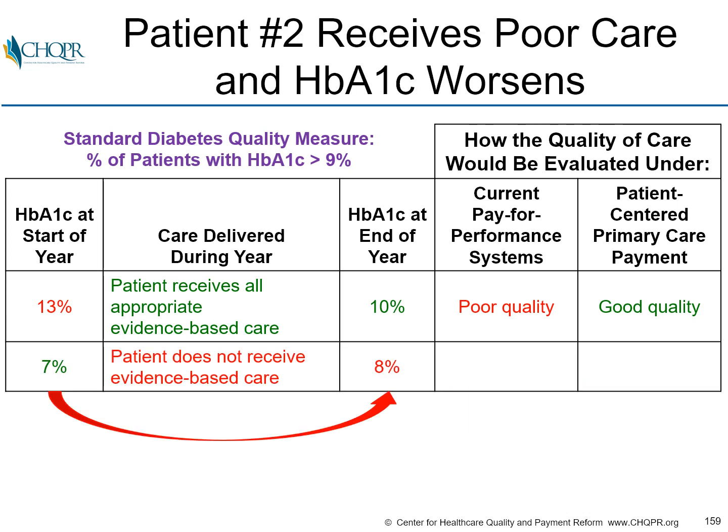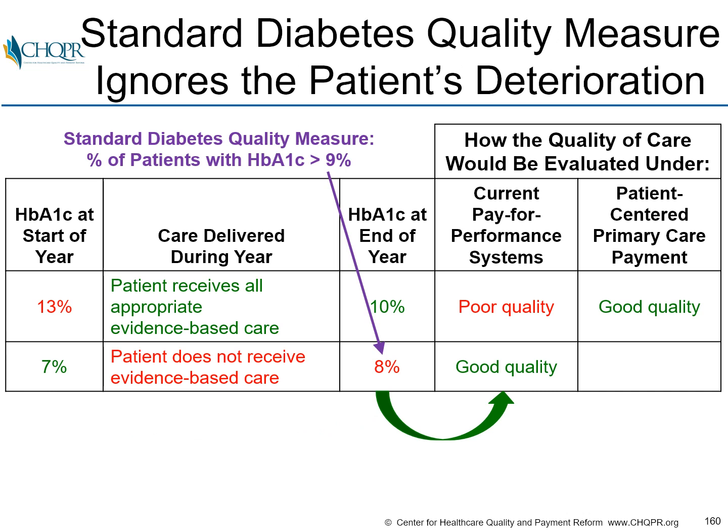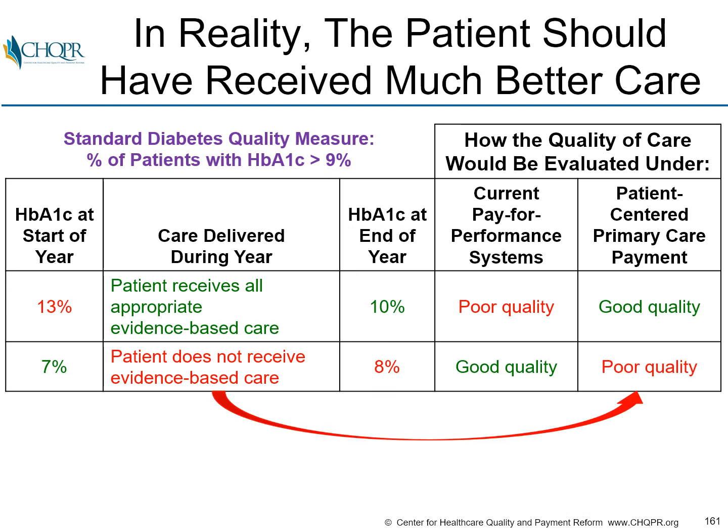The second patient starts out the year with a very good HbA1c level, but the practice fails to deliver evidence-based care during the year, and the patient's HbA1c worsens to 8% by the end of the year. Under typical pay-for-performance systems, this would be treated as good quality care because the patient's HbA1c was still below the arbitrary 9% standard, even though it got significantly worse during the year. In contrast, under patient-centered primary care payment, this would be viewed as poor quality care.